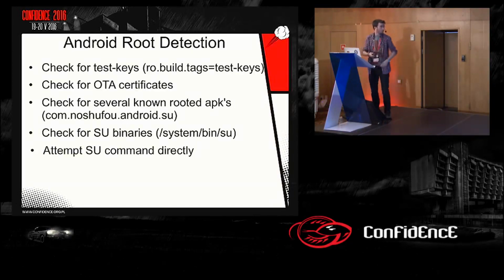One of these things is to detect if the Android device is rooted or not. For this, we can check if we have the test keys, the ro.build.tags, in the source code, and check if the device has an OTA certificate. If we don't find this certificate on the device, it means that they are using a custom ROM, so it's kind of a rooted device. We can also check for several known rooting APKs, like Android.zu, or check if they have some su binary on the device, or query the su command, and if we get a zero as output, it means that the mobile is rooted.